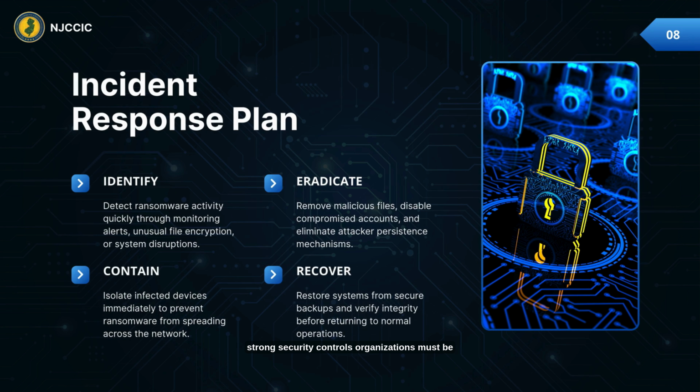Even with strong security controls, organizations must be prepared to respond quickly if an attack occurs. An effective incident response plan typically includes four steps. First is identify, detecting ransomware activity through monitoring alerts or unusual system behavior. Second is contain, isolating infected devices to prevent the malware from spreading. Third is eradicate, removing malicious files and disabling compromised accounts. Finally, organizations recover by restoring systems from secure backups and verifying the integrity of their data.